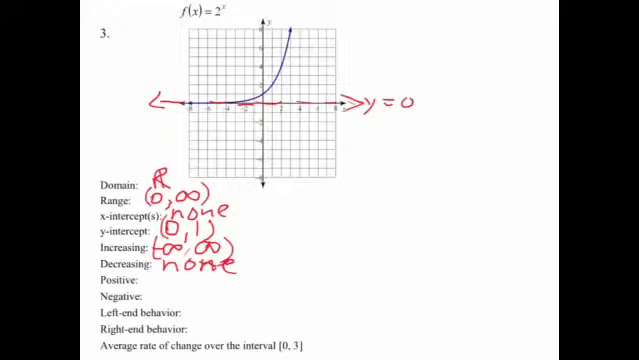Where's my function positive, as in above my x-axis? Well, that's everywhere. So from negative infinity to infinity. If it's positive everywhere, it's negative nowhere, so you can put none right there.